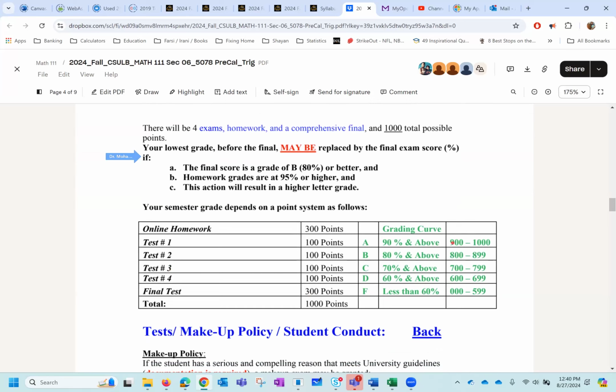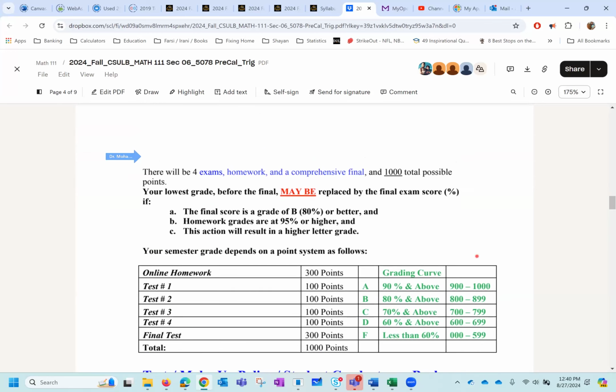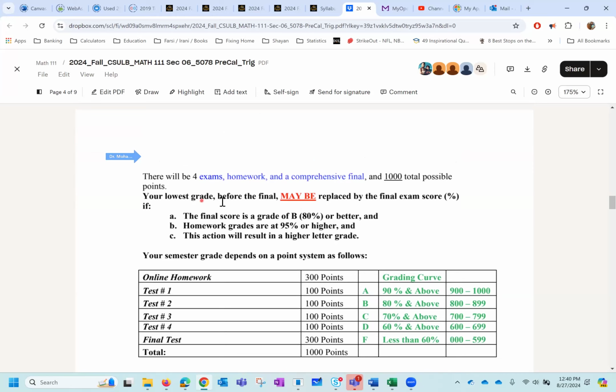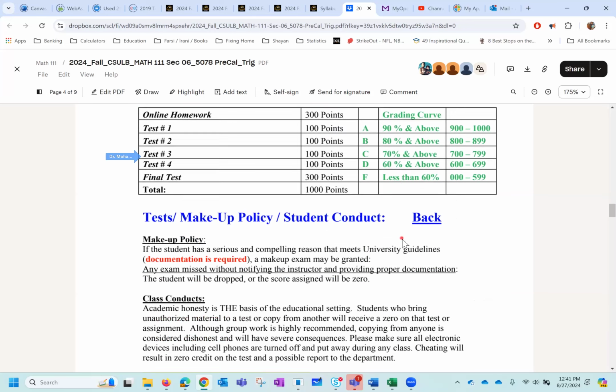90% or above, that means 900 points or more, gives you an A. 80%, 800 to 899, gives you a B, and so on and so forth. Also, your lowest grade before the final may be replaced by the final exam score, if the final score is good, meaning 80% or higher, and homework is good, that means 95% or higher, and this action will result in a higher letter grade. If I do those and the letter grade doesn't change, it defeats the purpose.